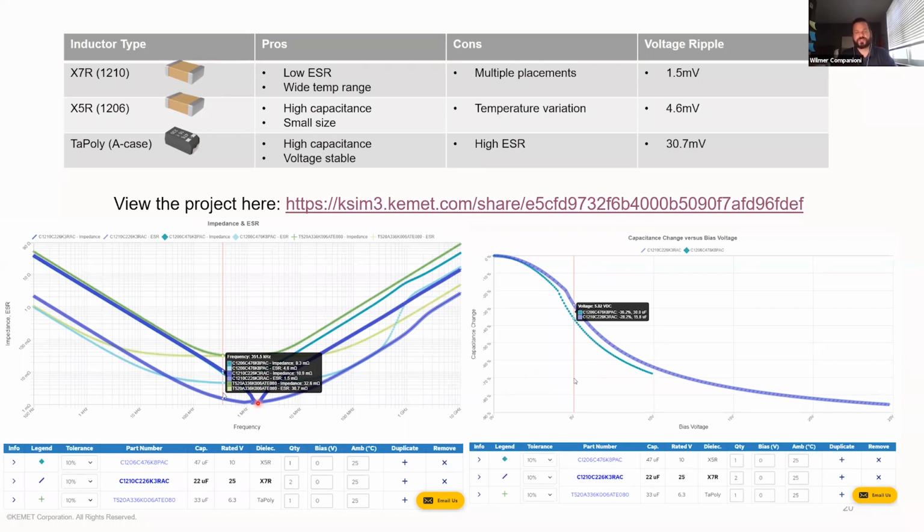So yes, mounting options are a big consideration in estimating the amount of temperature rise.